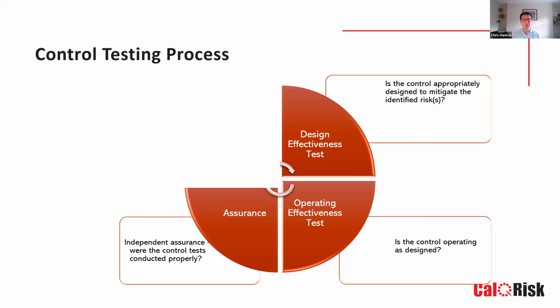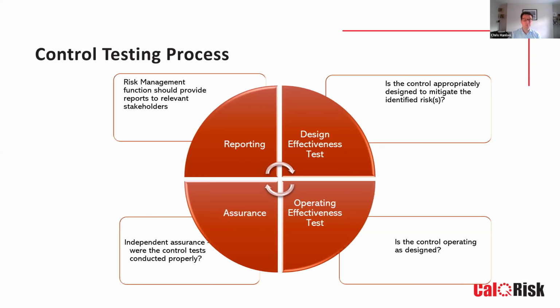So this point is maybe only specific or applicable to those in larger organizations who are operating that three-line model. But just think about how the assurance function, be it second line or third line, can be useful to you in your organization as you roll out a control testing program or potentially refresh your existing control testing program. And the last piece then is reporting.